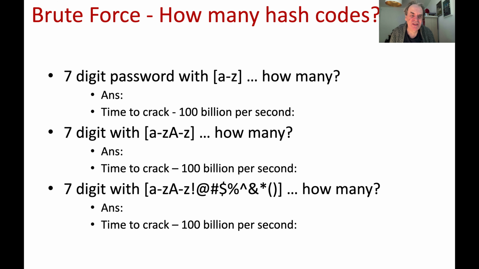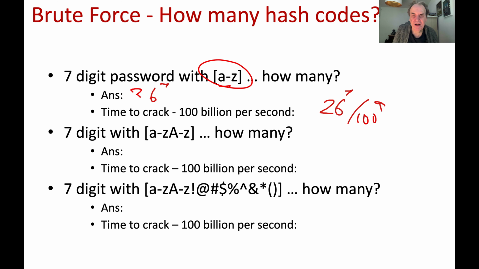Okay, so let's try and understand how long it will take to crack our hashed value. If we have a 7-letter password from A to Z, then how many passwords are possible? Well, in this case, it'll be 26 to the power of 7. And then if we crack at 100 billion per second, we're going to divide by 100 times 10 to the 9. So we'll just give that a try.